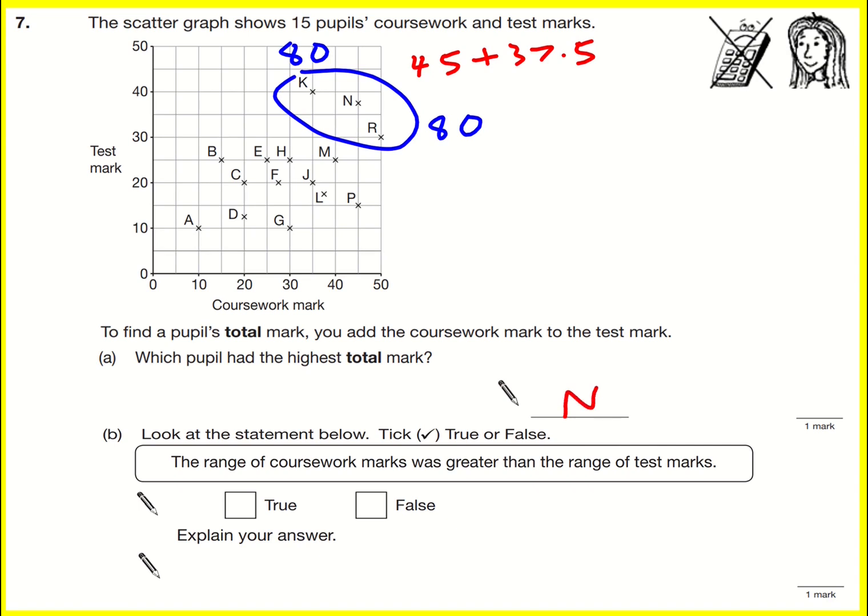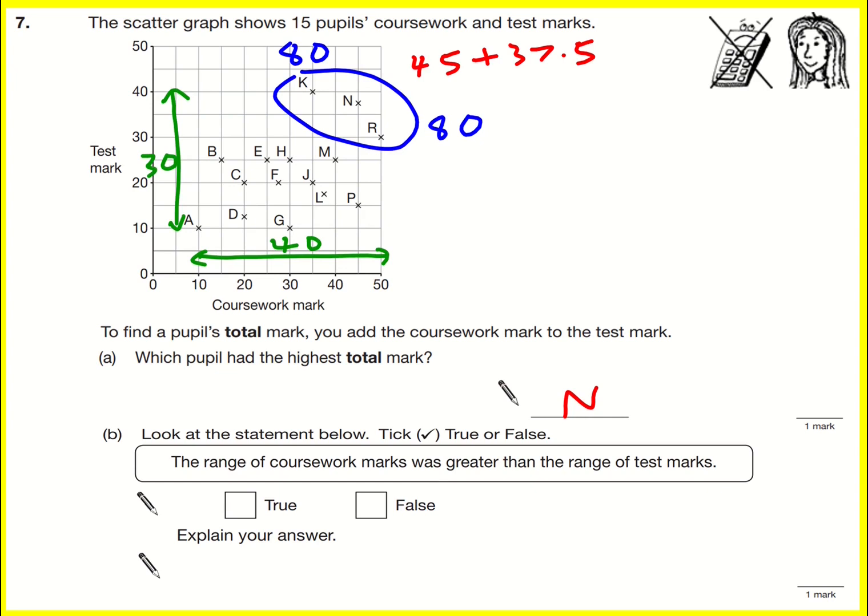The range of coursework marks was greater than the range of test marks. Is this true or false? The range is the biggest minus the smallest. So for the coursework, it's this length here. 50 minus 10, it's 40. And then the range of the test marks is this length here. 40 minus 10, it is 30.